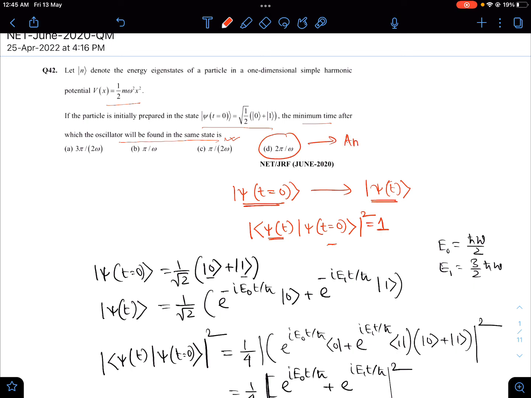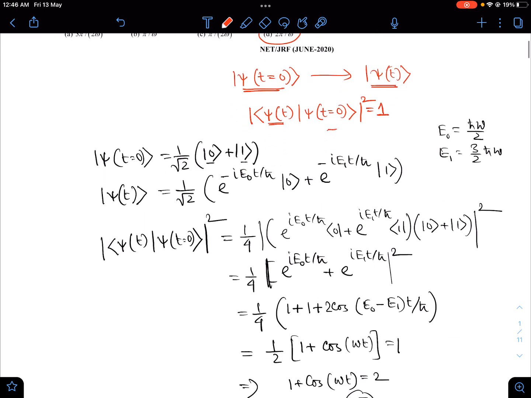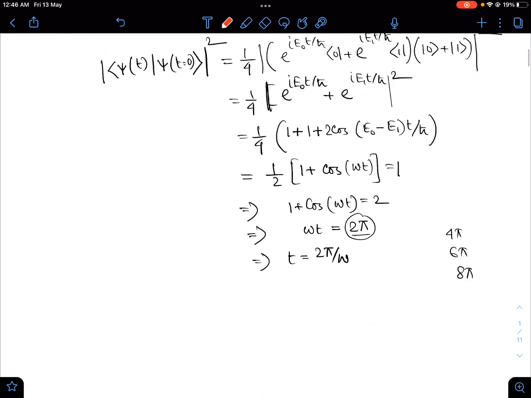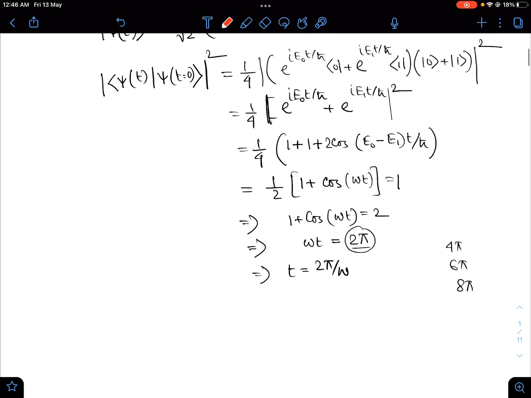That means this is the minimum time after which the oscillator will be found in the same state. That part of the question you have to understand. Found in the same state means that after time t, whatever the state is, the probability of collapsing it with the initial state will be 1. From that you can calculate this by simple trigonometric formulas.